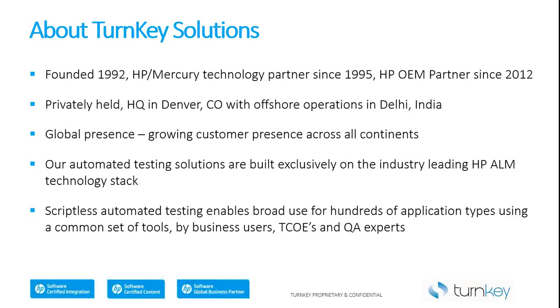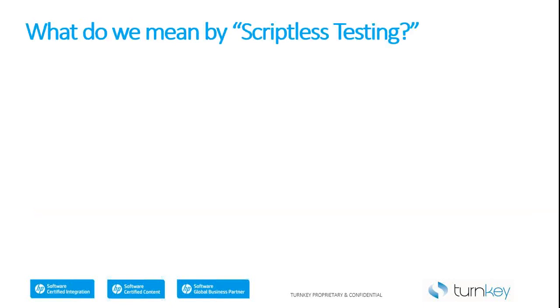Scriptless testing, this kind of automation, one of the key benefits is that it enables use against hundreds of application types, not just named applications, but underlying technology that can be supported using a common set of tools. So rather than having point solutions for different applications, this common set of tools can support virtually any application type. It also makes technology more accessible to business users, non-technical people, while still providing really powerful tools to QA experts that run TCOEs and are involved in defining test strategy.